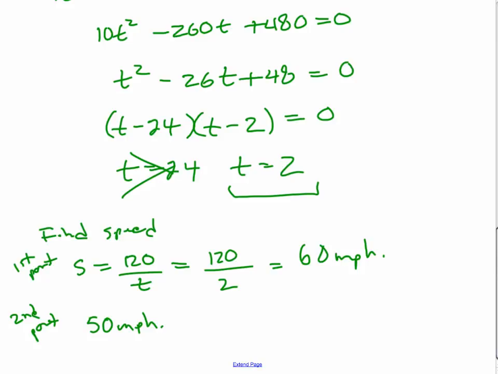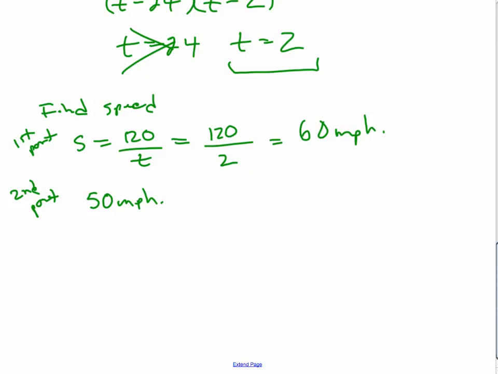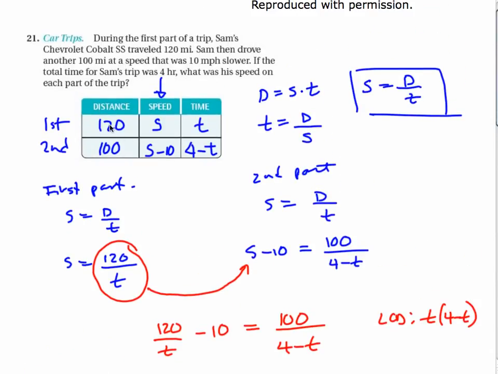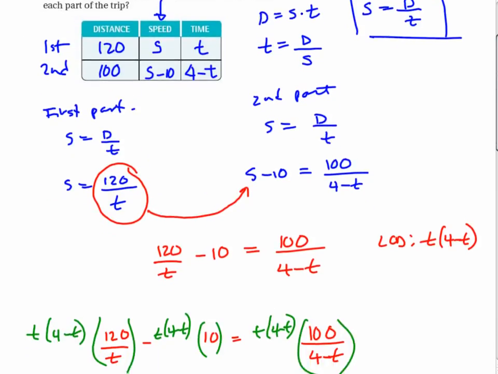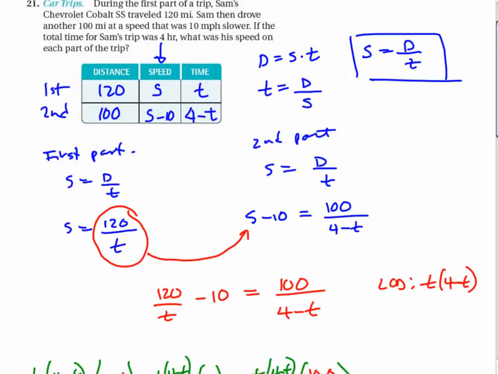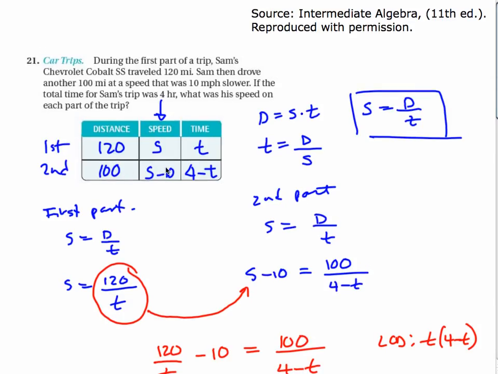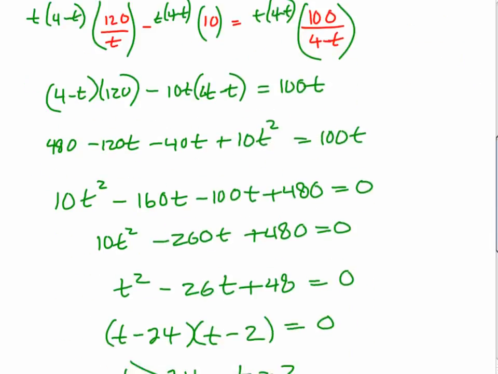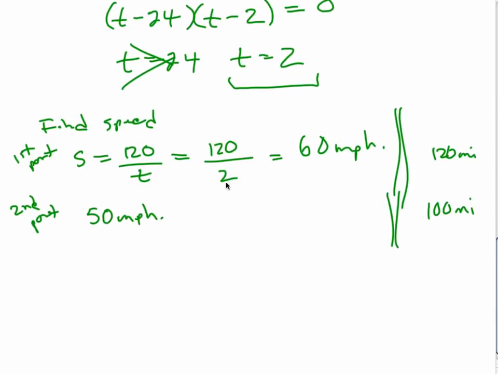Now, if we wanted to, we could check those. So we could say if he went 60 miles an hour for 2 hours, that'd give him 120 miles. And that's how far they said that he went the first time. And if he went 50 miles an hour for 2 hours, that'd be 100 miles. And that's exactly what they said his distance was for the second part. Okay, hopefully that helps in solving that question.